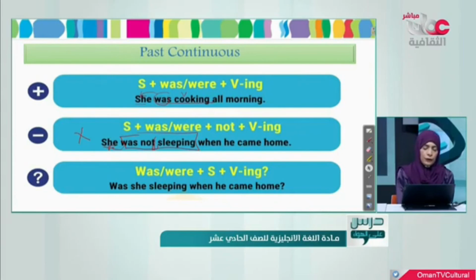Then, if we want to form the question, we will also move was and were. Look at the negative form, she, was, and were. In the question form, we will take was and were first, then the subject, then the verb. Look at the example. Was she sleeping? Look at the subject.